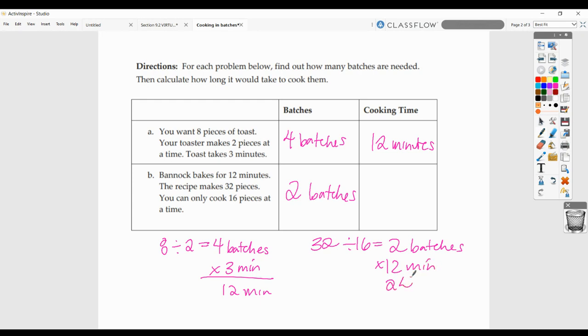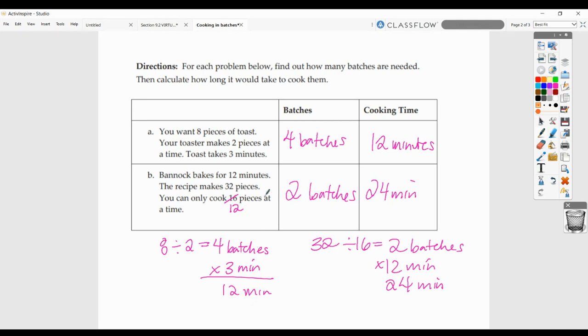Okay, so then that's 24 minutes. So real quick, I know a lot of these numbers are pretty nice, right? What if it said for this problem, and I'll just use this second one as an example, what if instead of 16, what if I could only cook, let's say, 12 at a time?